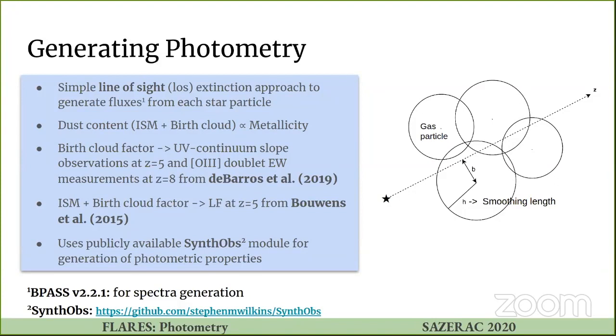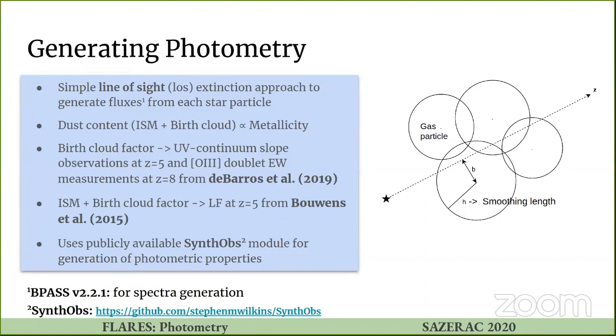Now these two are the free parameters that are introduced in our model, which is the attenuation introduced by the ISM and the birth cloud. We calibrate these two values so that we retrieve the z equal to 5 UV luminosity function from Bouwens et al. 2015. The birth cloud component is fixed by a simple visual inspection of some of the properties like the UV continuum observation at z=5 and the line equivalent width measurement at z equal to 8 from De Barros et al., which shows the [OIII] doublet.